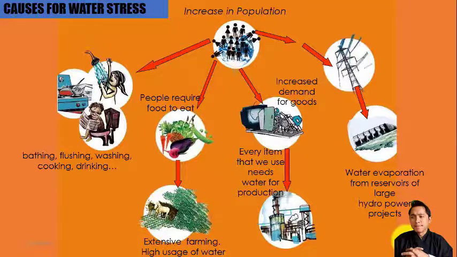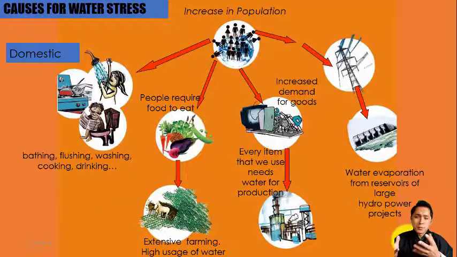Again, like in supply, the main issue with demand is the increased population that we have on the planet. And the increase in population is not just by a few thousands or a few millions, but it's actually billions of people getting added yearly. And because of that, the domestic demand of water is quite high. People use it for drinking, bathing, flushing, washing clothes, cooking, and all.